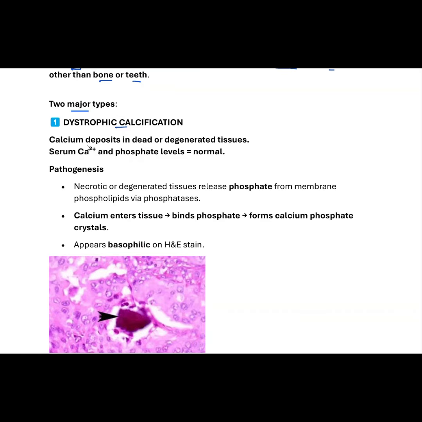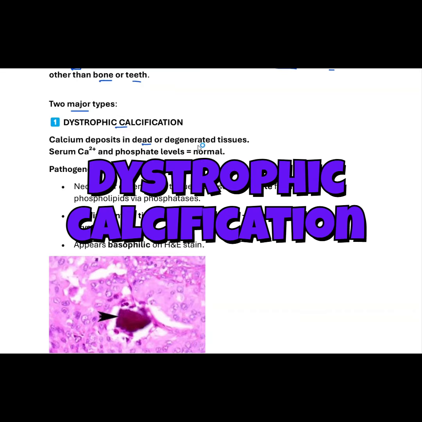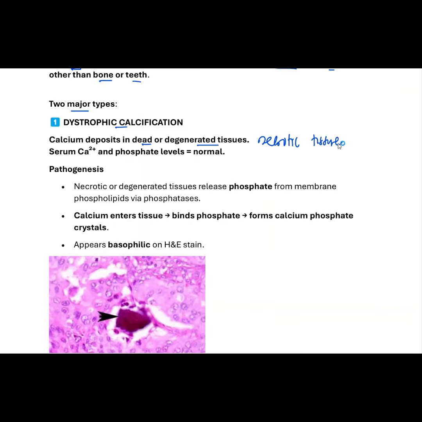Dystrophic calcification is when calcium deposits in dead, degenerated, or necrotic tissue. In patients with dystrophic calcification, their serum calcium and phosphate levels are within normal limits. So the reason why the calcium is depositing in those tissues is because those tissues are necrotic, injured, dead, or degenerated, as we saw in the question we did earlier.